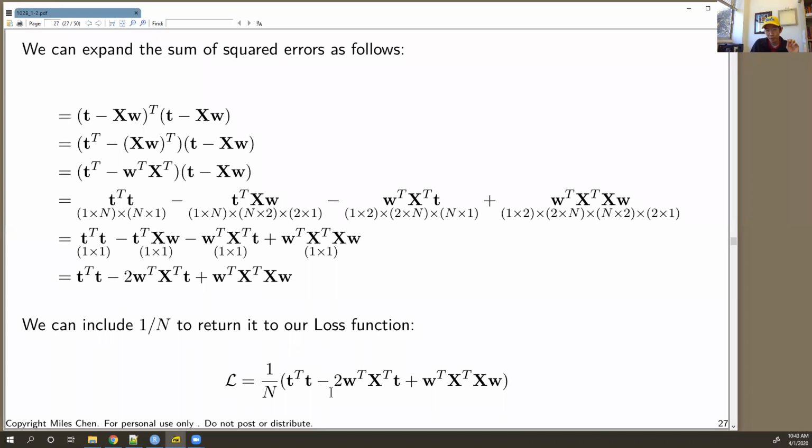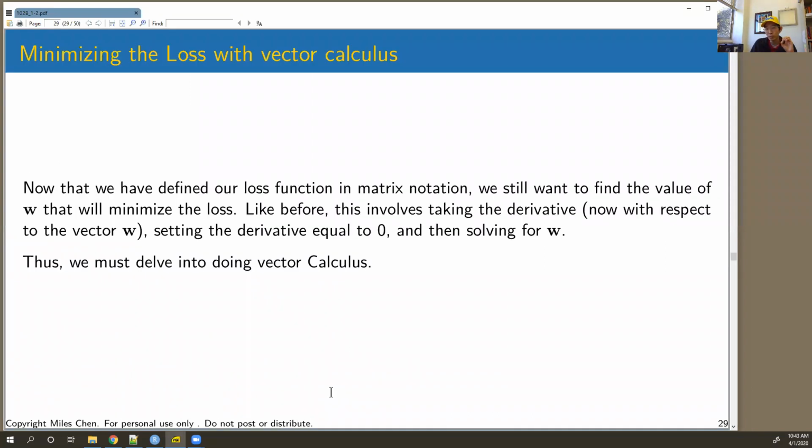We've established this is our loss function, and what we want to do now is take the derivative with respect to w, set that derivative equal to 0, and solve for w, okay? It's much like taking partial derivatives, except we're going to take the derivative with respect to a vector, which is maybe something that you have not done yet, okay? And so we're going to do this.